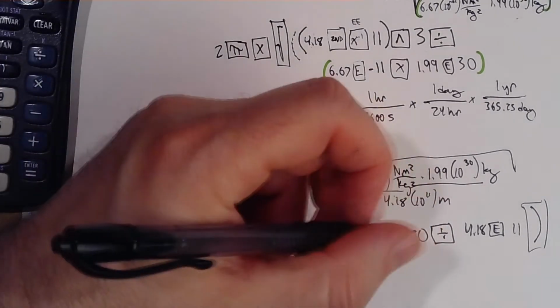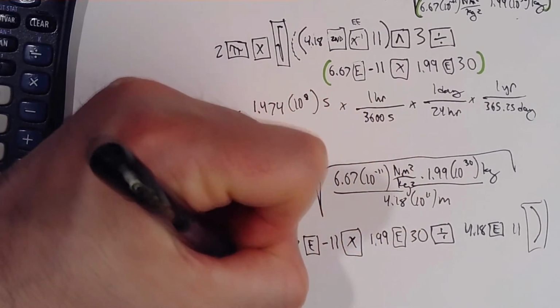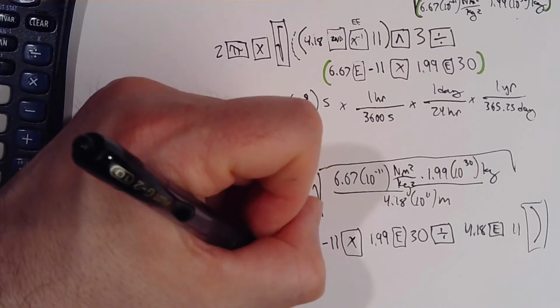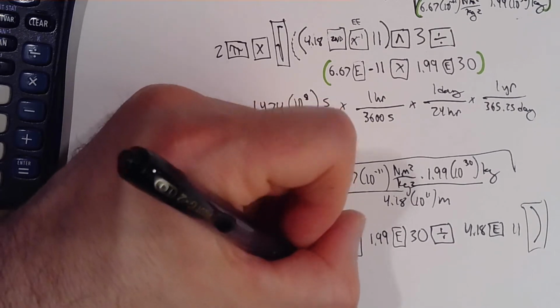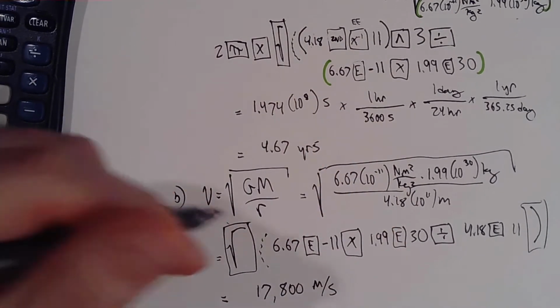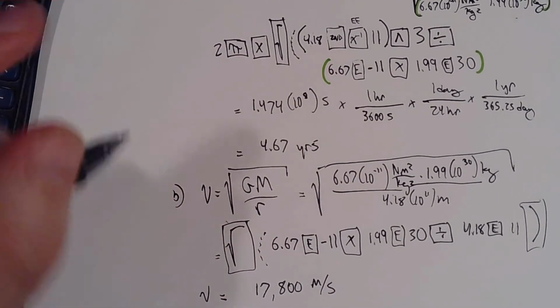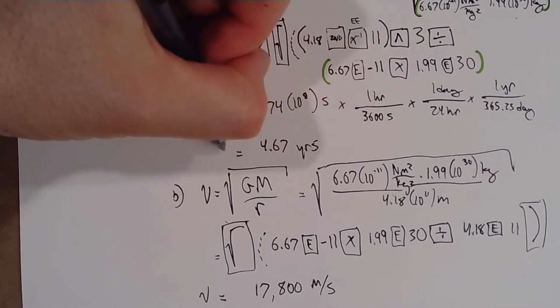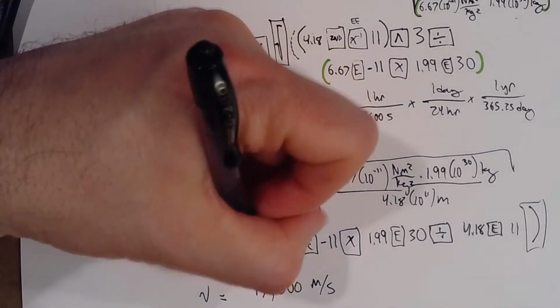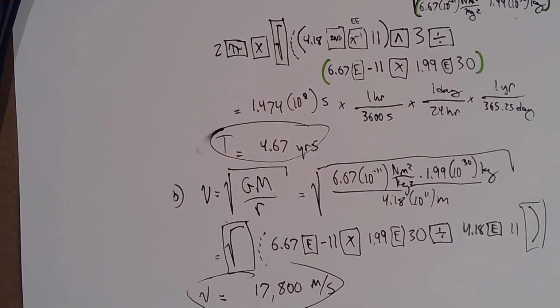And that's 17,000, let's say 800 meters per second. And that is its orbital velocity. Orbital speed. All right, so we have our period, and we have our speed. And there we go.